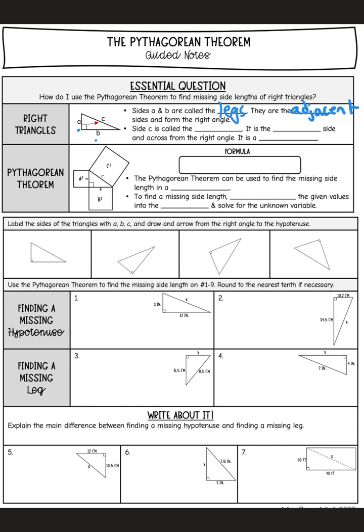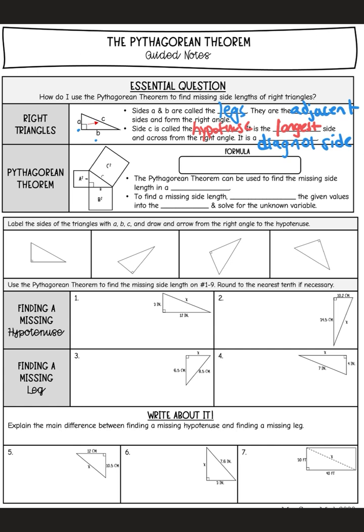Side C is called the hypotenuse. It is the longest side. Every single time, it's the longest side. And you'll never forget it because it's the diagonal side, or the slanty side. So those are the key characteristics you need to remember about a right triangle.